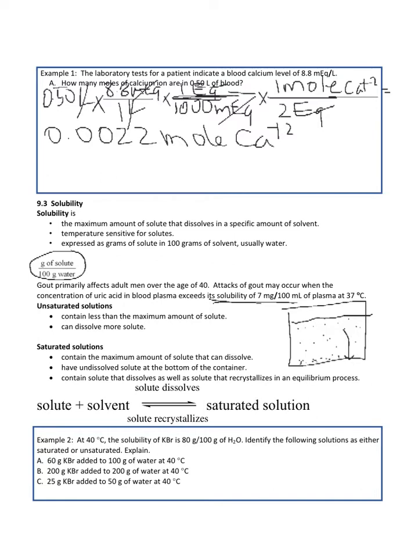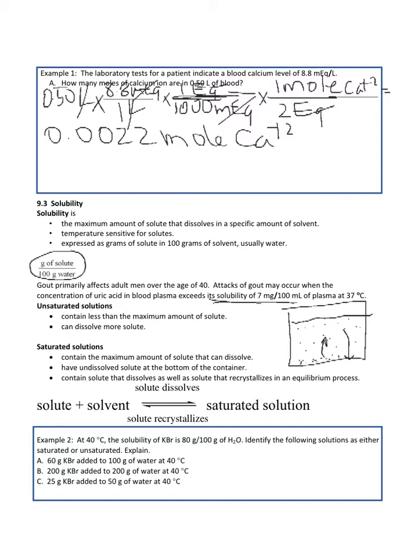When that happens, your solution is no longer saturated, and some of the solute that was sitting at the bottom is now dissolved in a cycle that flows. And we call this an equilibrium process. So let's look at an actual example.